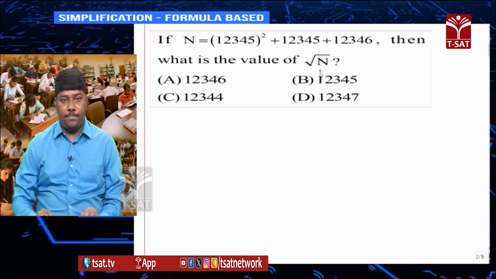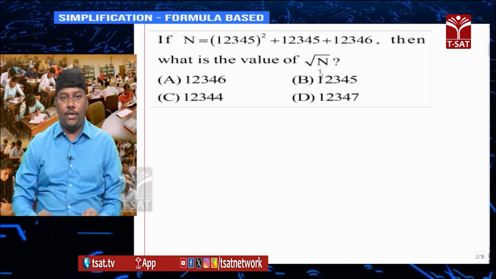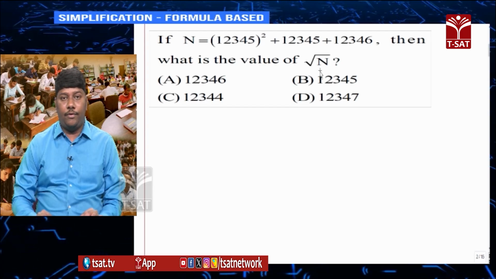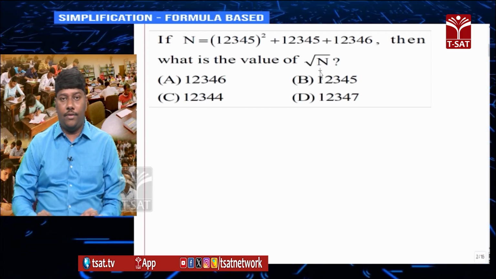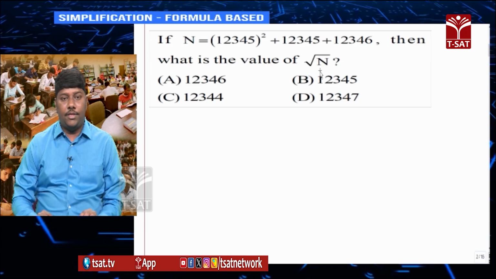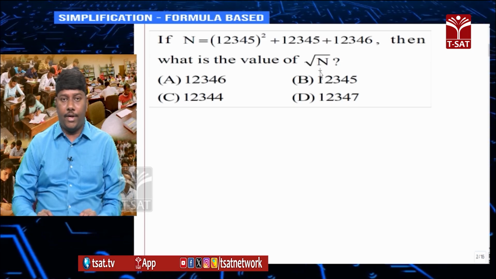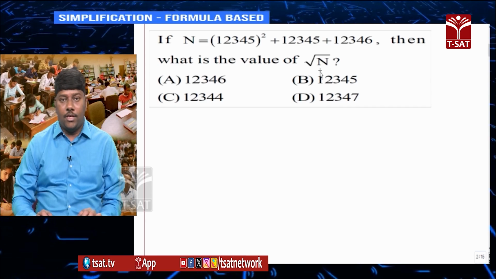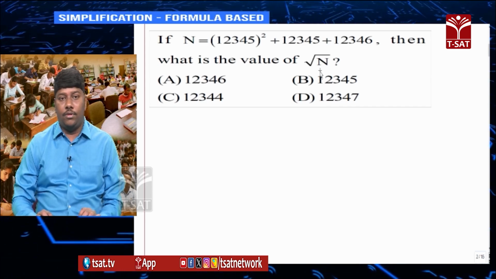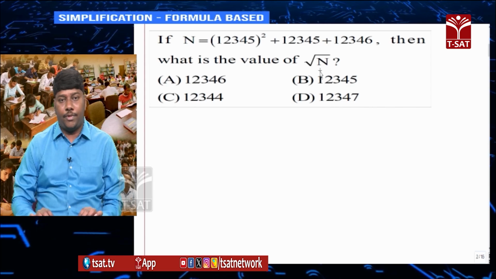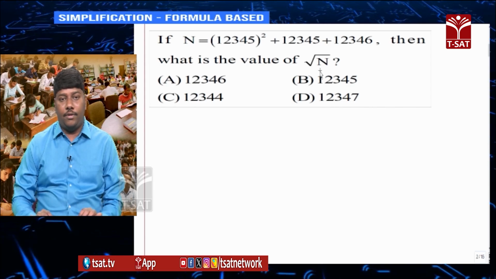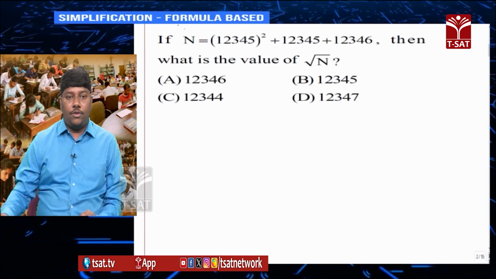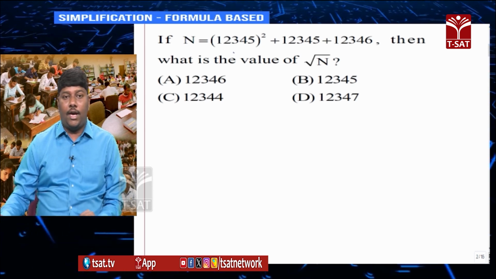Now look at this problem. If n is equal to (12345) whole square plus 12345 plus 12346. If you literally solve the square of 12345 whole square, the square itself will take more than a minute in the exam. So what is the actual rule of doing this question? Now look at this 12345. You are not going to solve this by calculation. We are going to apply the formula.